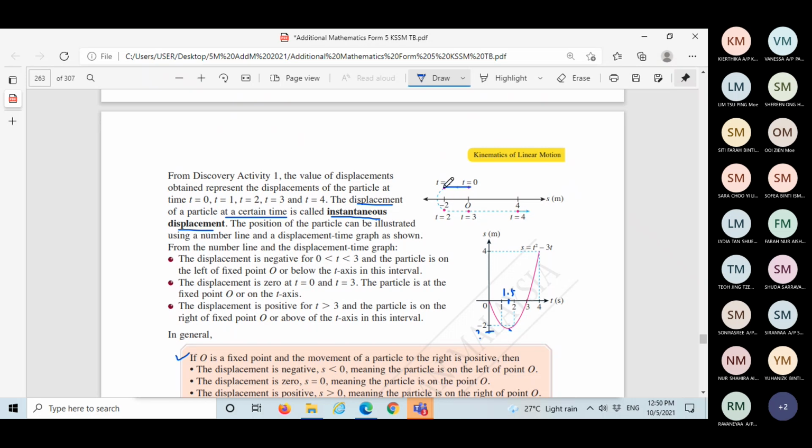After that, actually it goes some more, but as I said, the table didn't show it. After that, it will stop for a while. When it stops for a while, remember at that time the velocity is 0. I will explain to you why.